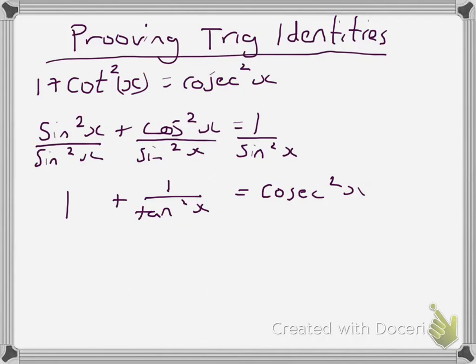As you can see, I've got 1 over tan squared x, and I know that 1 over tan is cot, so 1 over tan squared x must be cot squared x. And there we have the identity at the top, proven.